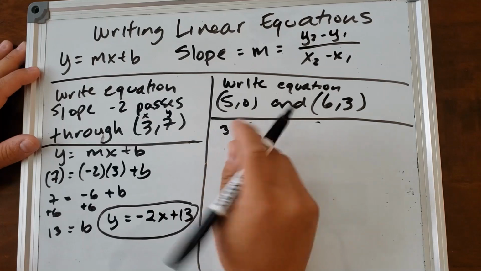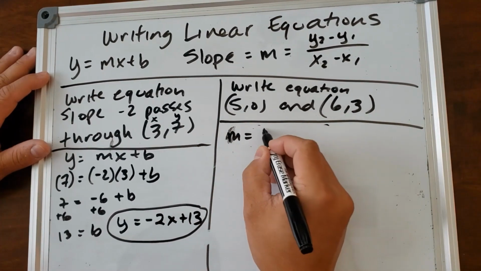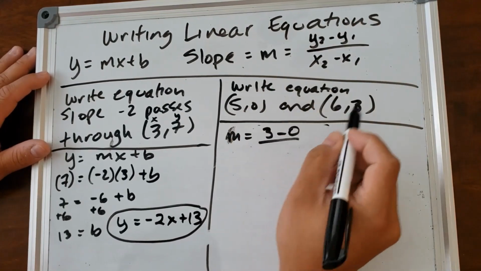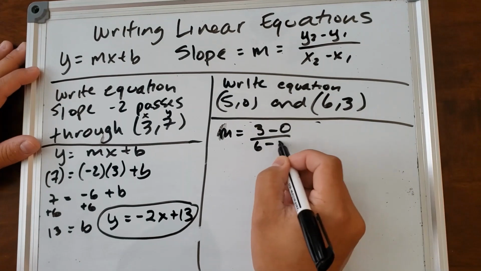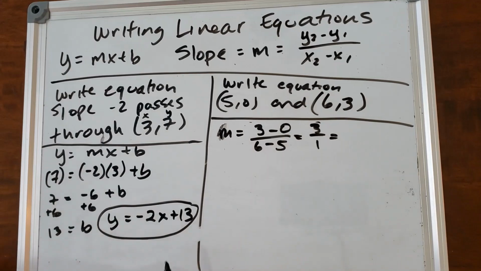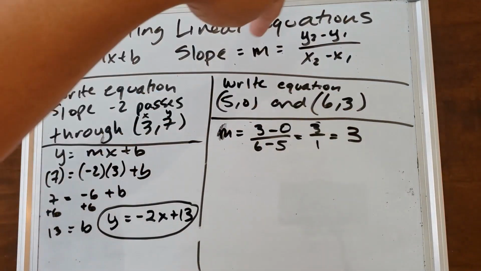So I'm going to go, so m equals, I'm going to do this y first. So 3 minus 0 over, now, since I did this one first, I have to do this one first. So I'm going to go 6 minus 5. And that gives me 3 over 1. And then what does 3 over 1 reduce to? That's just 3. So that means my slope, m, right here is 3.